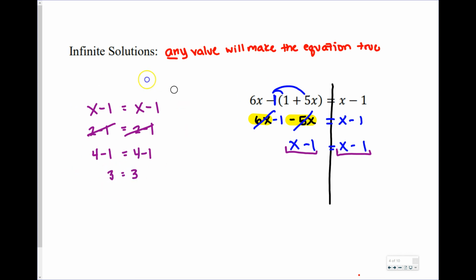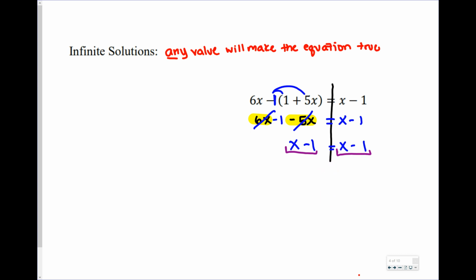So this type of equation, when you get a solution where you get the same thing on both sides, that means it has infinite solutions. So your actual answer you're going to write on your paper when you get to something like this is you're going to write all real numbers. That's how we describe infinite solutions. No matter what, any number will work.